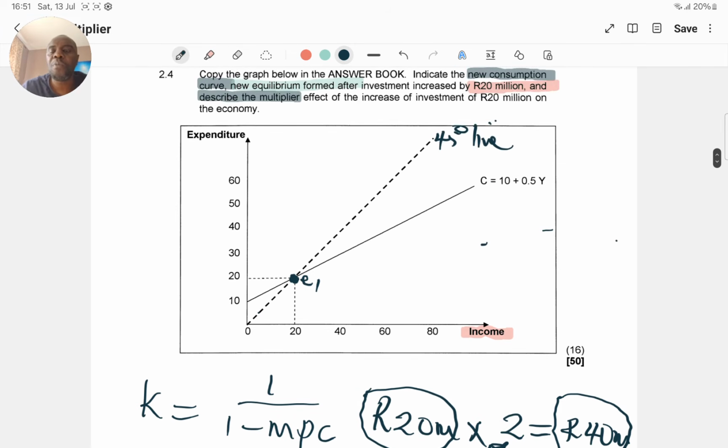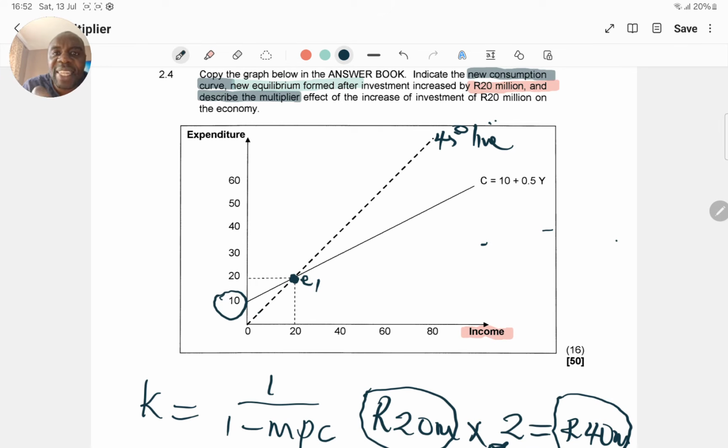What do I do? First point on the diagram, you go to the initial consumption expenditure. The line is starting from 10. There you are. That is where the old consumption curve is, because the examiner has asked us to draw a new consumption curve. So we start from the old consumption curve, which is starting from 10.